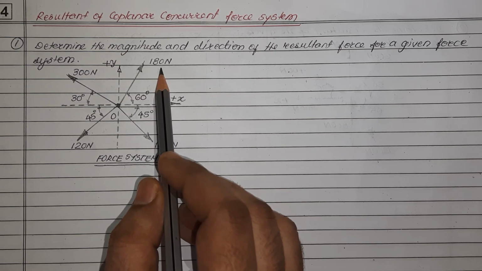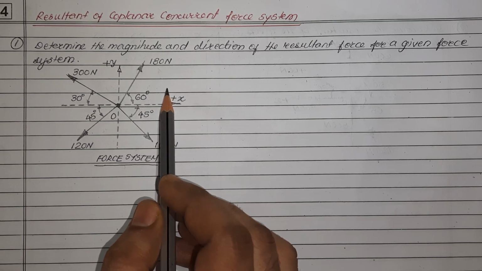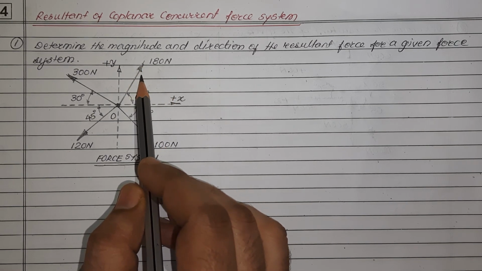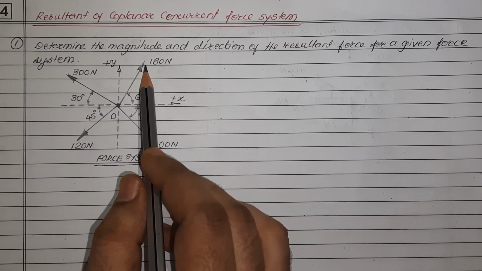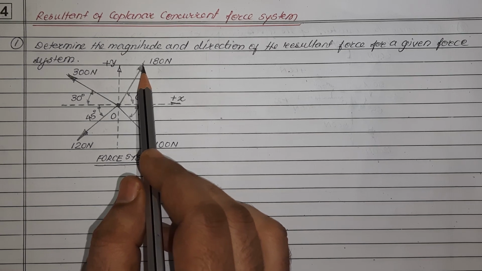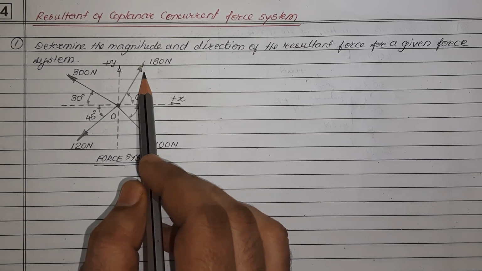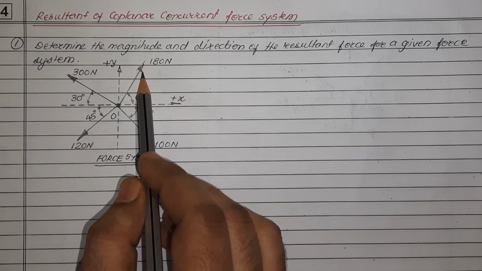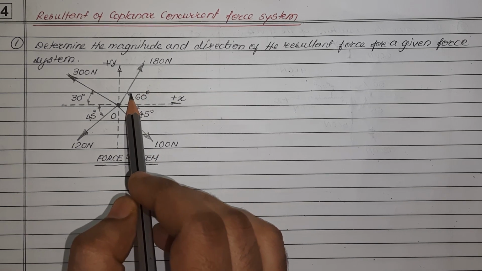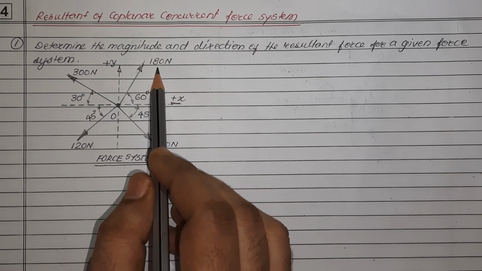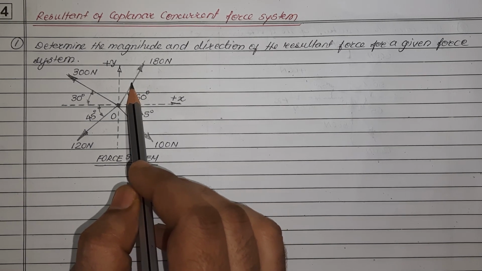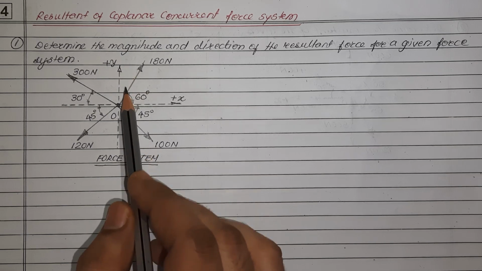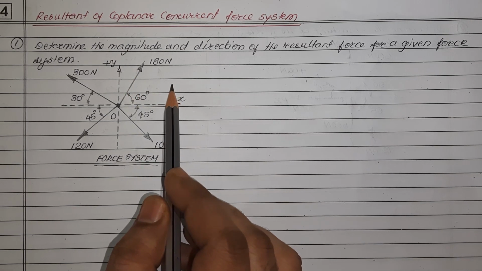This 180 Newton is shown in the first quadrant. Its arrowhead indicates it is going away from the point of concurrence. That means it is shown in its correct quadrant. Here the force is said to be acting up to the right. Hence, the 180 Newton force will have a y component upward and an x component rightward.